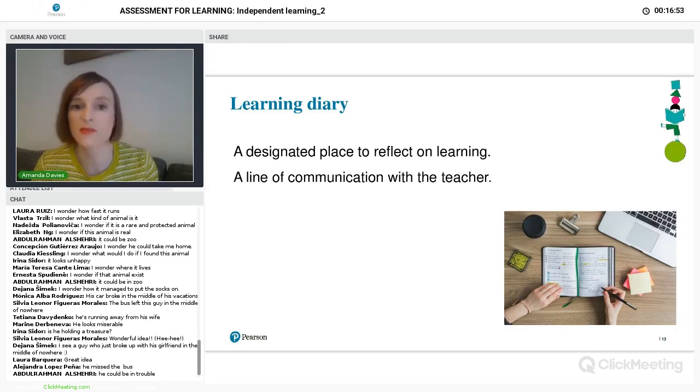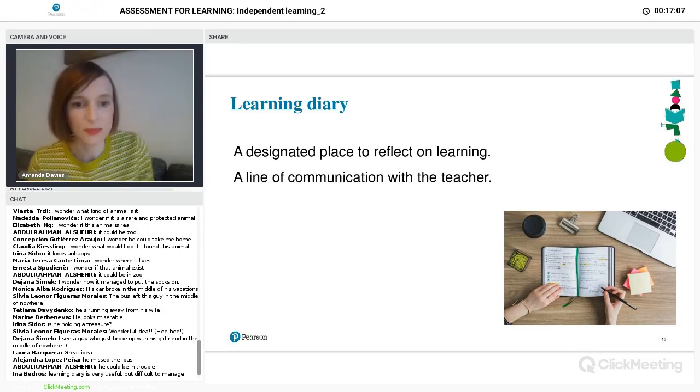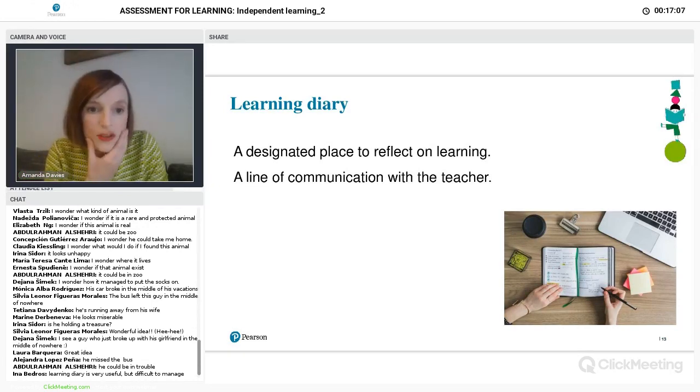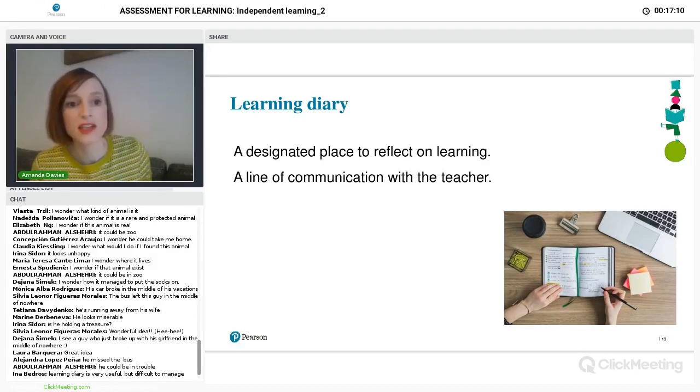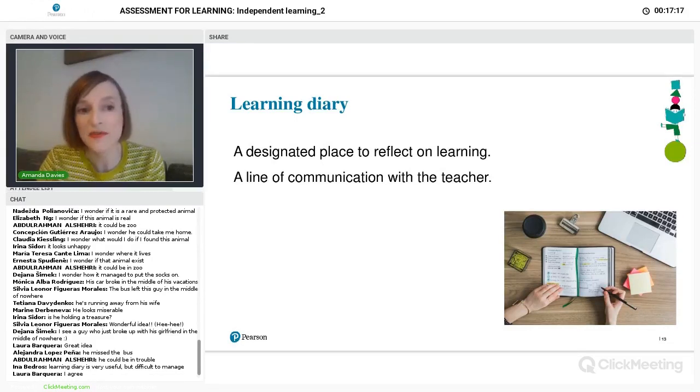A really useful aspect of learning diaries, it's a place where students can communicate directly with the teacher. Students, teenagers in particular, they often don't want to put their hand up and speak directly to the teacher. If they have a question or a problem, often they'll just keep it to themselves because they're shy, or they don't want to embarrass themselves, or they don't want to speak to the teacher during lessons. So a learning diary provides a nice way for students to communicate directly with the teacher. Ina says, you've used learning diaries, difficult to manage. I hope the way that I've been doing it and the way I'm going to share today will help you to manage it more easily.